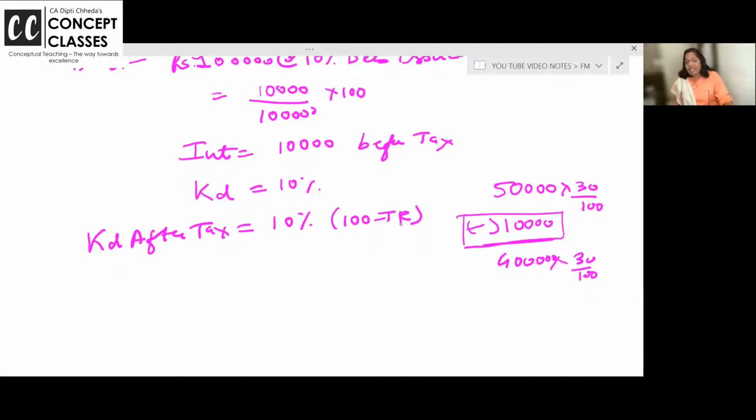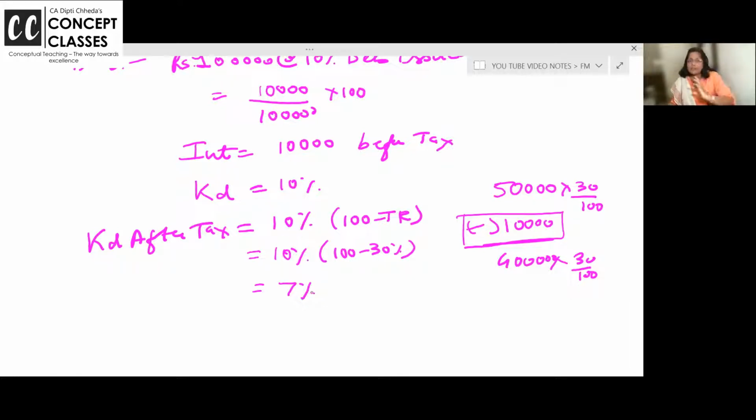So after tax, assuming that the tax rate is 30%, my out of pocket interest, if I take 1 lakh rupees from the market in the form of debentures, what do I have to pay? 7%. Same if I pay to the bank, that interest is also allowed. How much do I have to pay? 6%. Which one is cheaper?